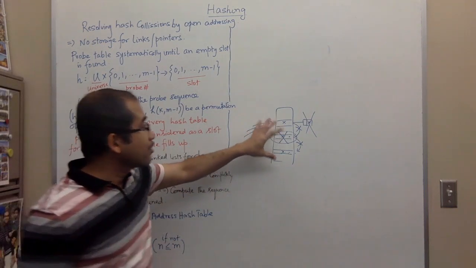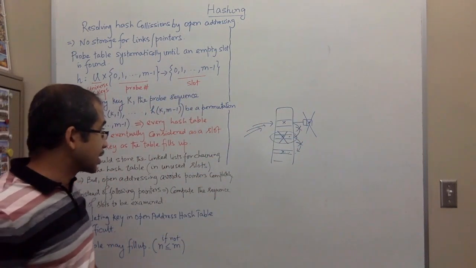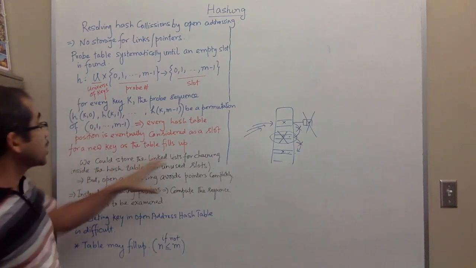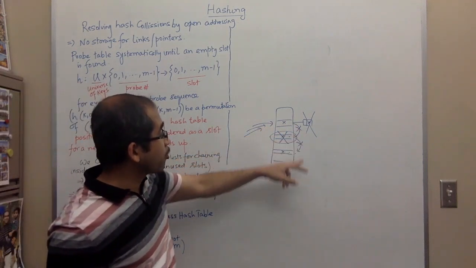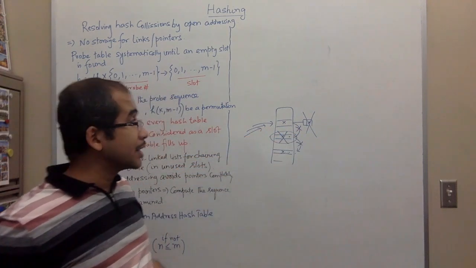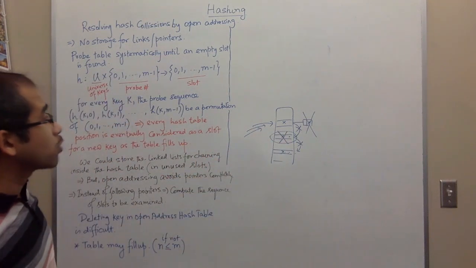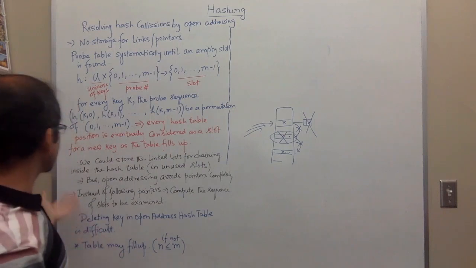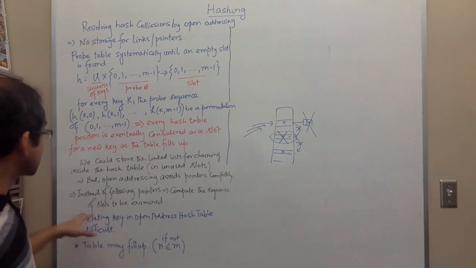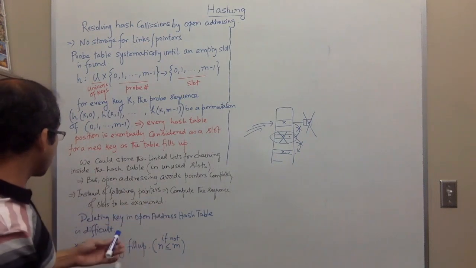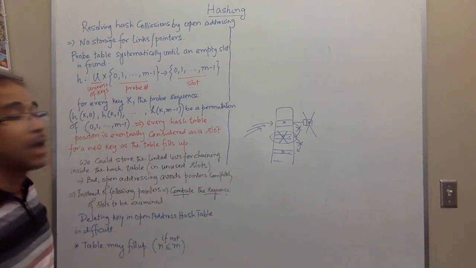As I said, every slot position can be a position for a new key until the table completely fills up. We could store the linked list for chaining inside the hash table, using pointers, but we don't want to do that. We don't want to waste those memory spaces. Open addressing avoids pointers completely. Instead of following pointers, compute the sequence of slots to be examined. We just compute what should be the next slot, go there, and store it.